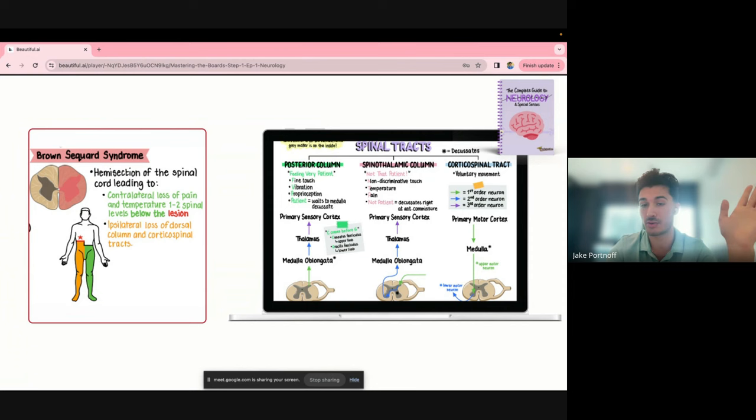And then, of course, there's so many different tie-ins, right? Think about B12 deficiency, right? That's going to affect your dorsal columns primarily. So you're going to see your fine touch, vibration, proprioception affected, right?